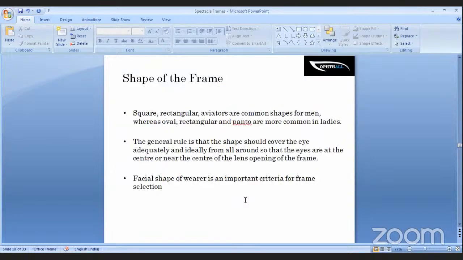Shape of the frame, as we discussed in the previous slide: square, rectangular, and aviator shapes are the common shapes for men, whereas oval, rectangular, and panto shapes are very common in females. The general rule is that the shape should cover the eye adequately, ideally from all around, so that the eyes are right at the center of the eye aperture and near the center of the lens opening of the frame.